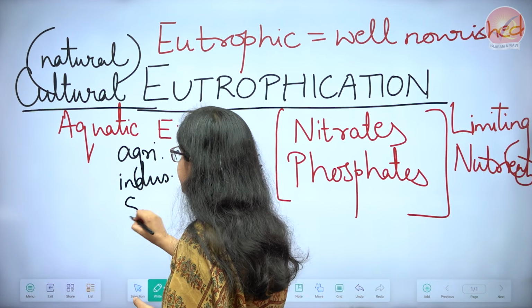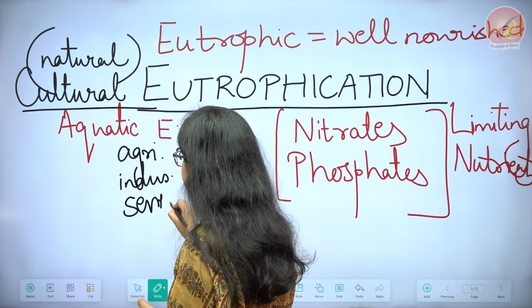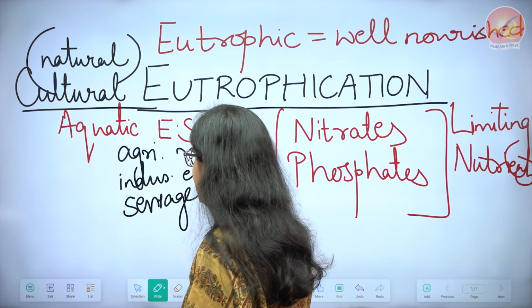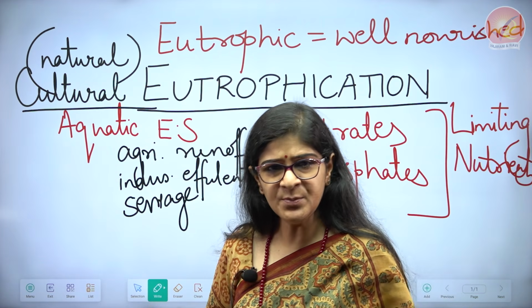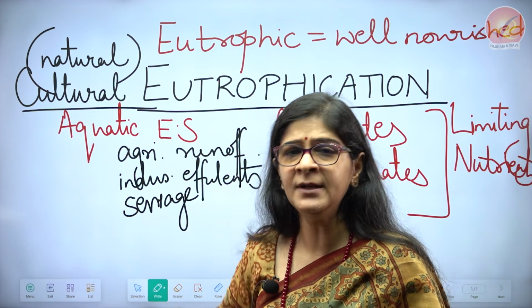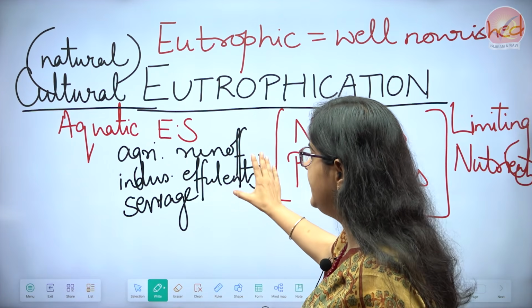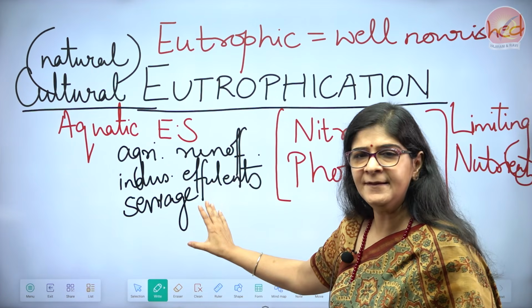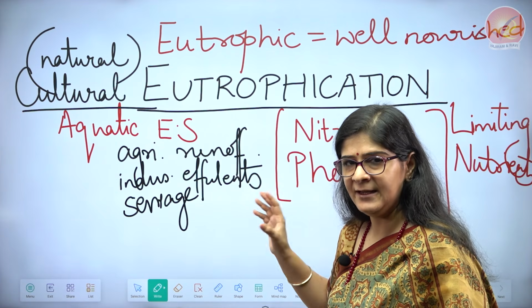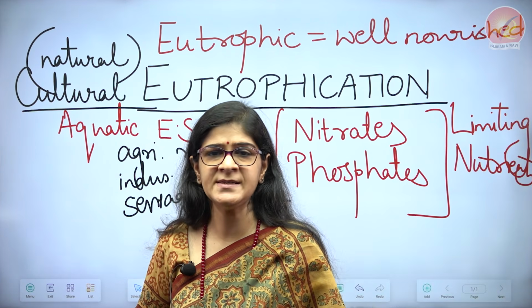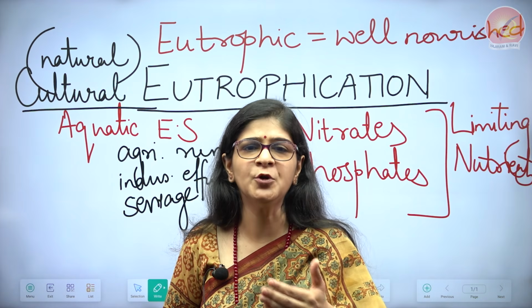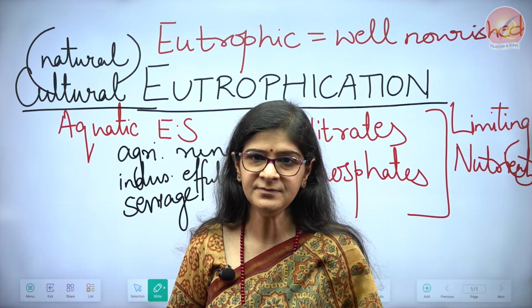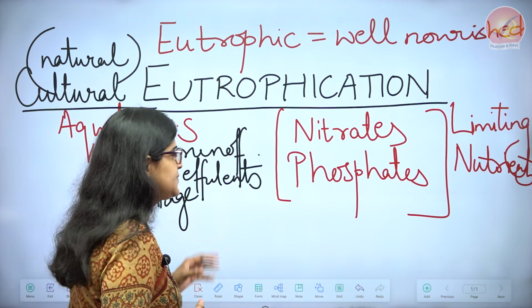Along with that, the sewage can have these nitrates and phosphates as well. So human-based sources of pollution responsible for cultural eutrophication are agriculture runoff, industrial effluents, and domestic sewage. All three can become important sources of limiting nutrients, nitrates and phosphates, into the water bodies. So we have understood the causes.